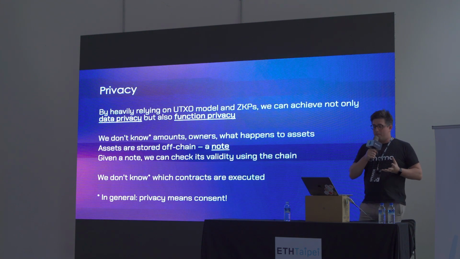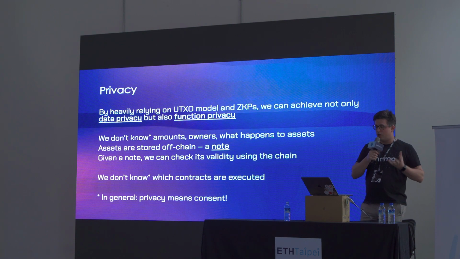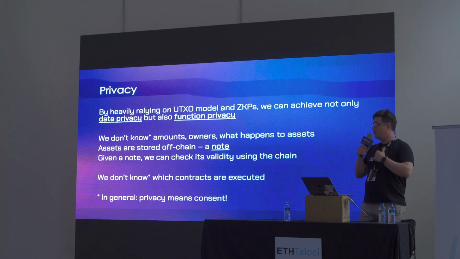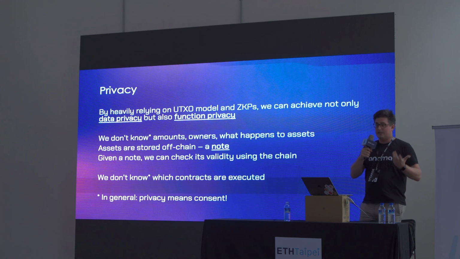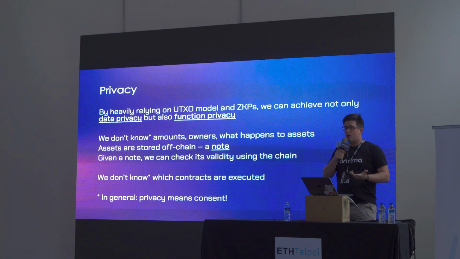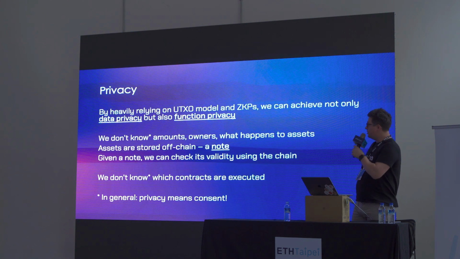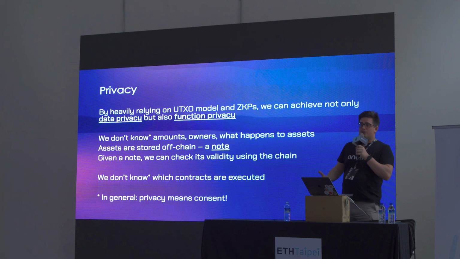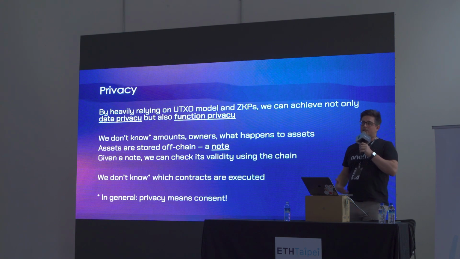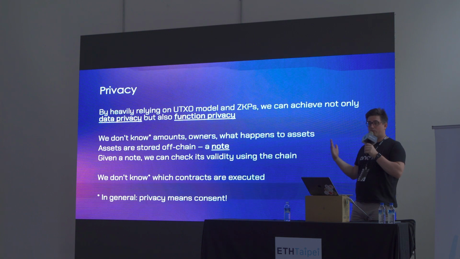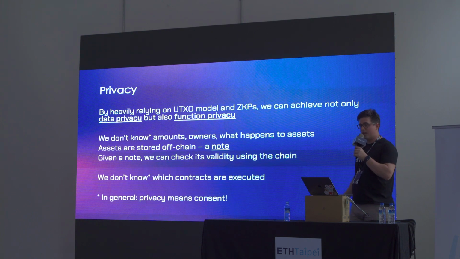By function privacy we mean that we don't know which contracts are executed. We don't even know which contracts generally exist. We just know that there is some contract and it was executed properly using zero knowledge proof, but we don't know what contract it was. And when we say we don't know, we mean that users consent to sharing the data with whoever they choose to share it with. So they have a choice.